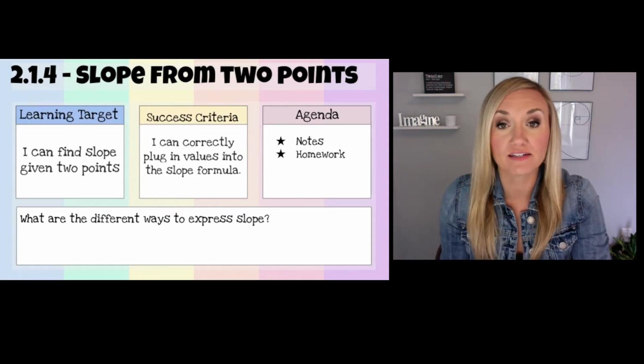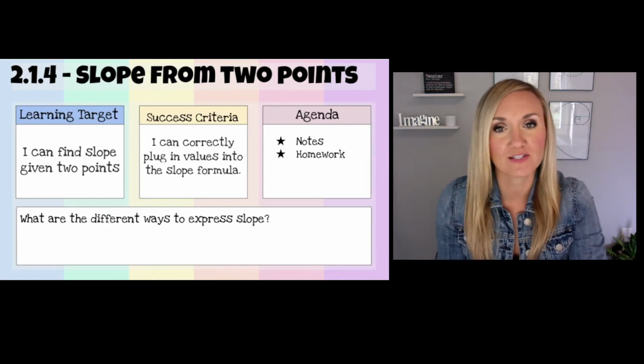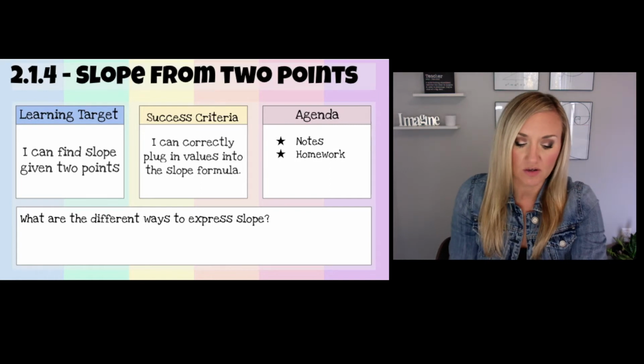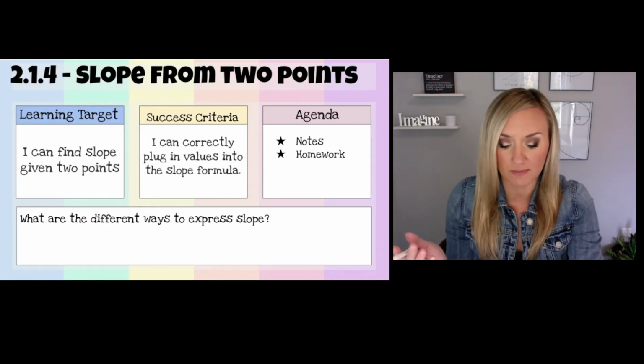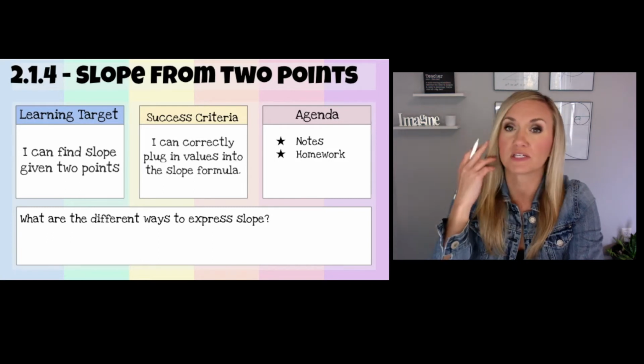Today we are still studying slope, but we're looking at it in a different way. We are going to find the slope and we're only given 2 points. Since we've been talking about slope for quite some time now, let's write down the different ways that we have been expressing slope.